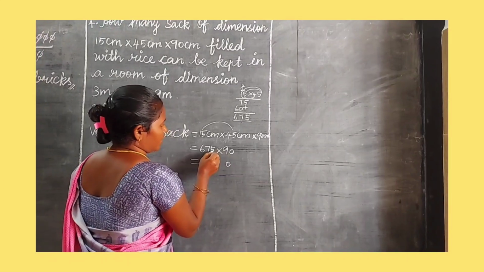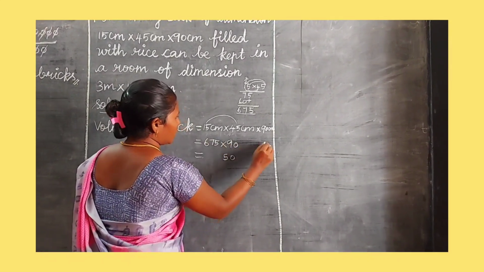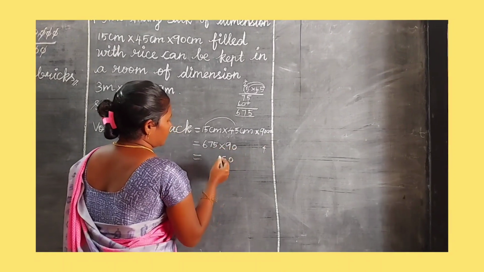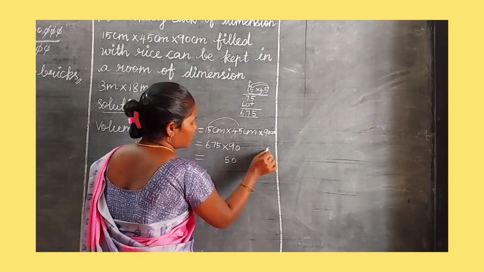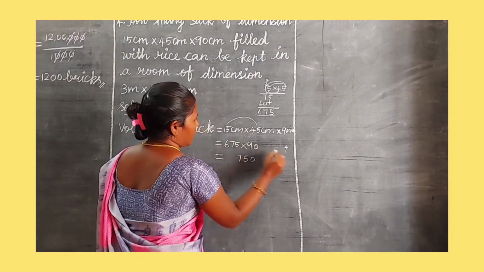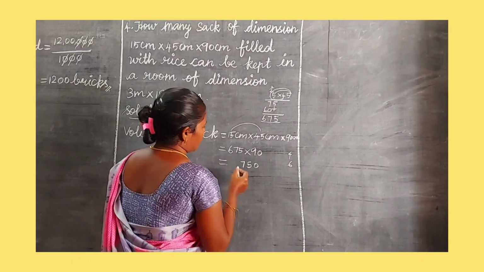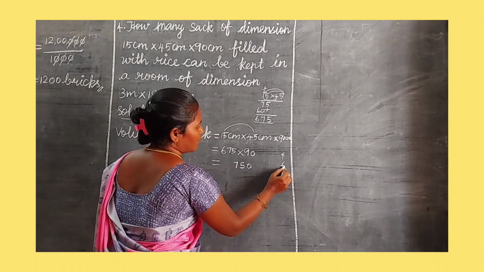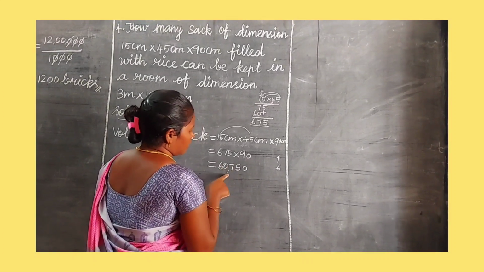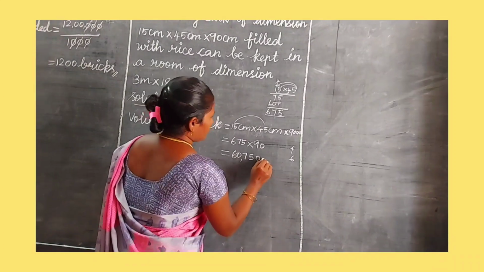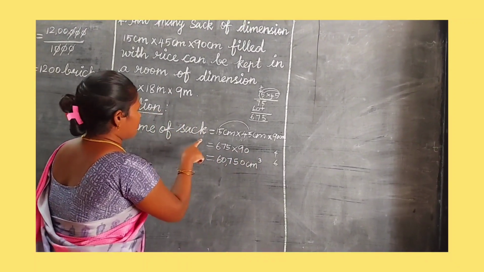9 into 5. 9 fives are 45, carry 4. 9 sevens are 63, 63 plus 4 is 67, carry 6. 9 sixes are 54, 54 plus 6 is 60. So the answer is 60,750 centimeter cube, which is the volume of the sack.